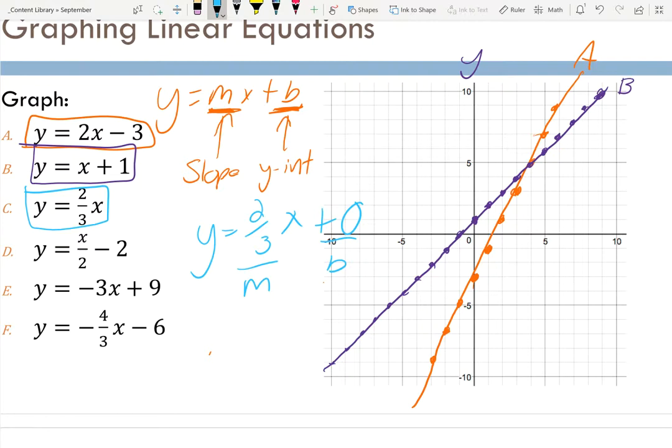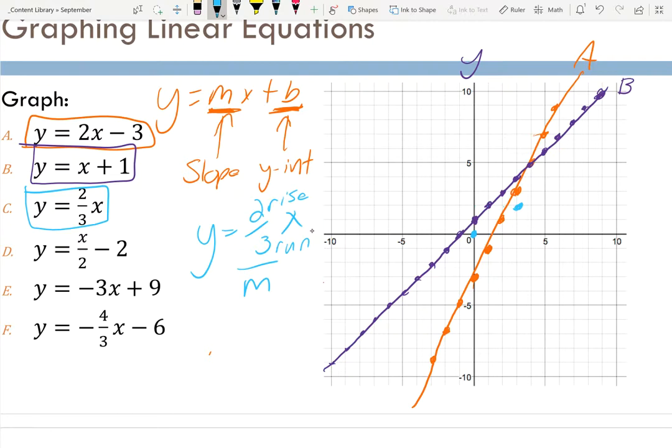Okay, so if the b value is not there, if that y-intercept is not shown in the equation, that's because the y-intercept is at 0. So we're going to put our first point right at 0 on our y-axis. And now we follow the slope. We follow the roadmap. So 2 is our rise, and 3 is our run. So from 0, we're going to go up 2, and then right 3. 1, 2, 3. And we go right here.